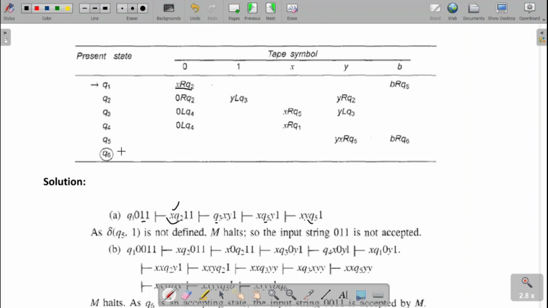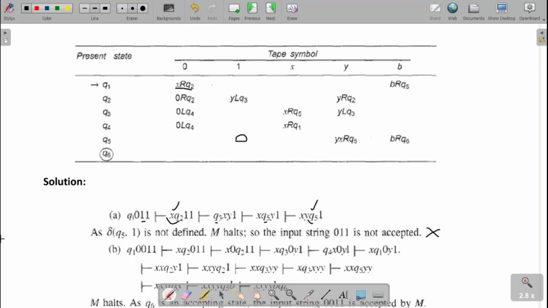Then Q5 on 1. Q5 on 1 is not defined, so we don't have anything over here. When we don't have anything defined, the machine will stop. When the machine stops, is Q5 an accepting state? No. Then it is rejected. Fine. So this is how we decide whether the input is accepted or rejected.